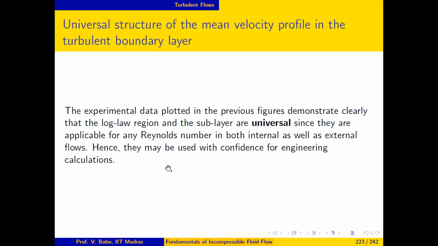So in summary, we can say that the experimental data plotted in the previous figures for both external as well as internal flows, that is, boundary layer flow over a flat plate under different pressure gradients as external flow, and boundary layer inside pipes under different Reynolds numbers, exhibit a universal structure in the log-law region, which is the overlap region, and the sublayer, which is the viscous region. They are applicable for any Reynolds number in both internal as well as external flows. Hence, we may use this with confidence for engineering calculations.